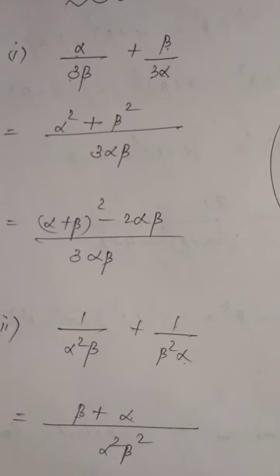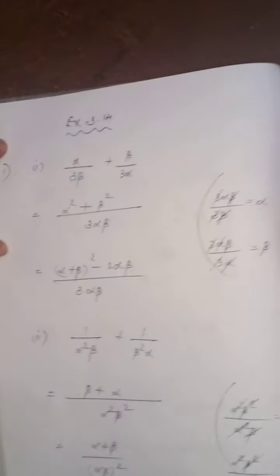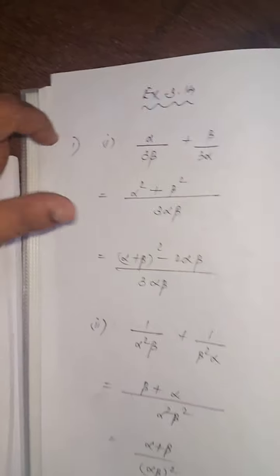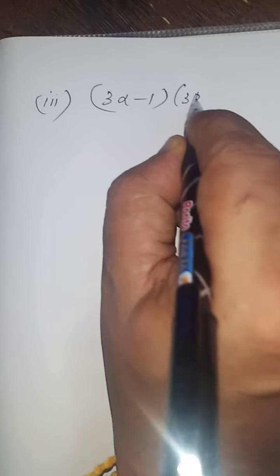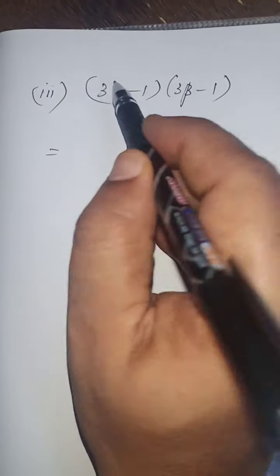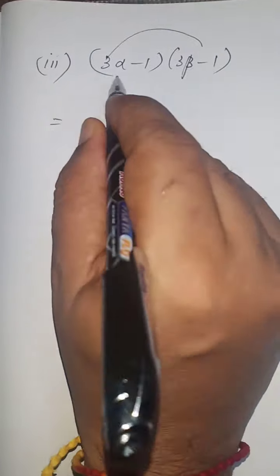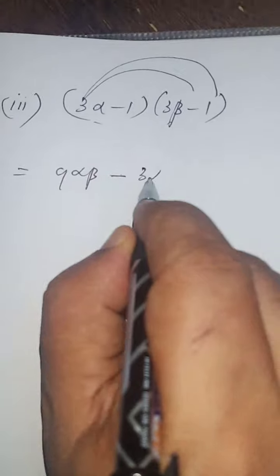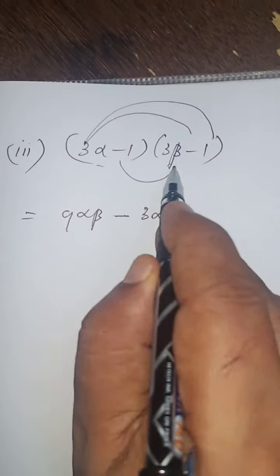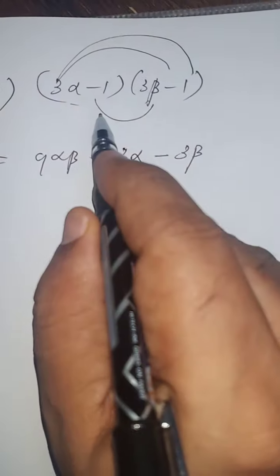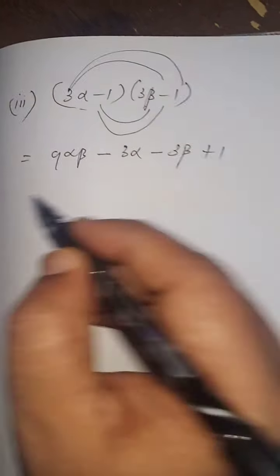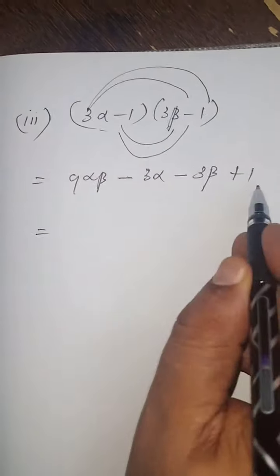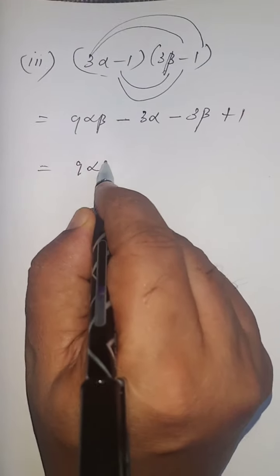So we have 2 more subdivisions. Subdivision number 3: 3 alpha minus 1 into 3 beta minus 1. Usual multiplication. 3 3s are 9. Alpha into beta, alpha beta. Minus 3 alpha into 1 is 3 alpha. Minus 1 into 3 beta, 3 beta. Minus into minus plus 1. 9 alpha beta, no other alpha beta term, so write as it is, 9 alpha beta.